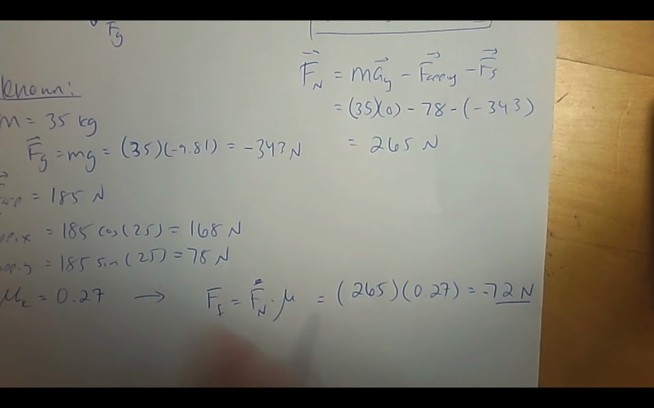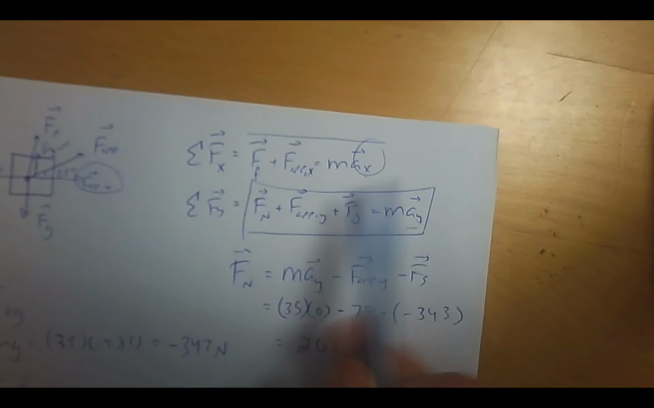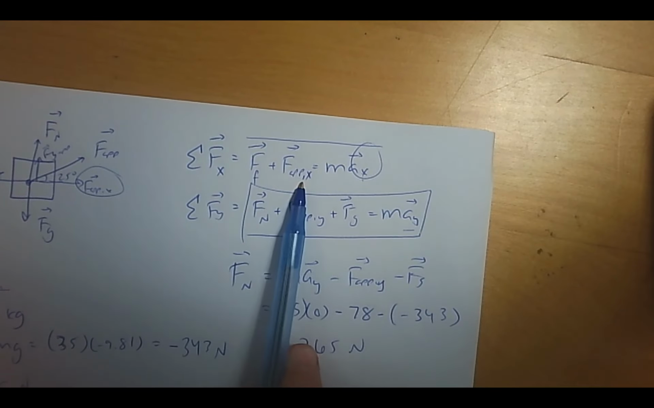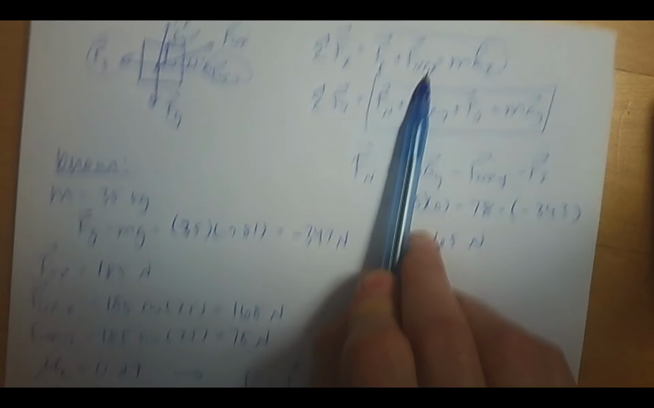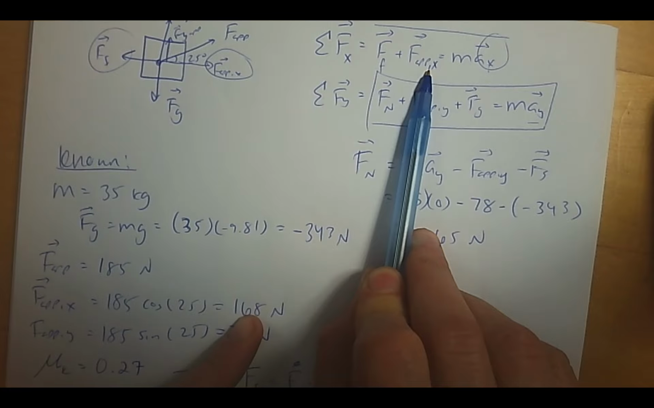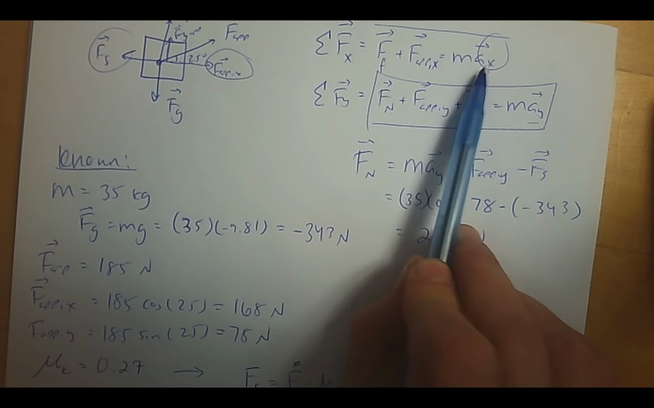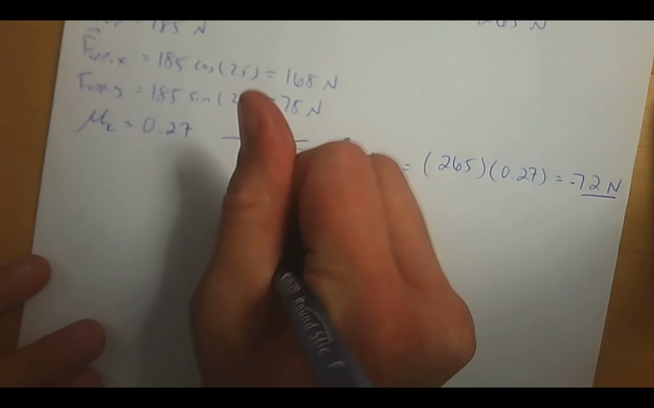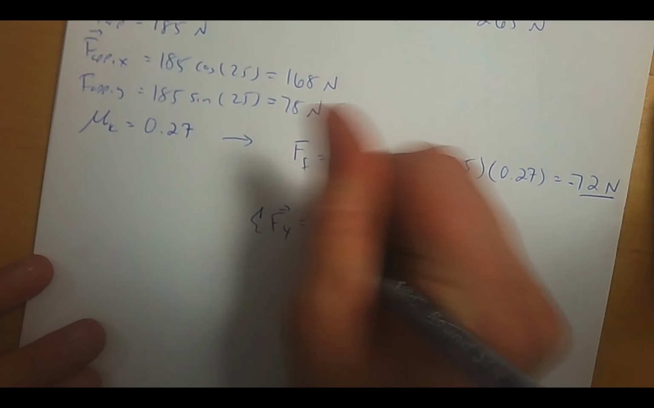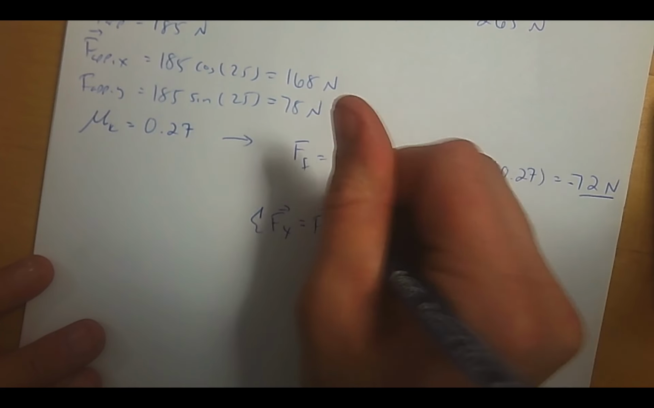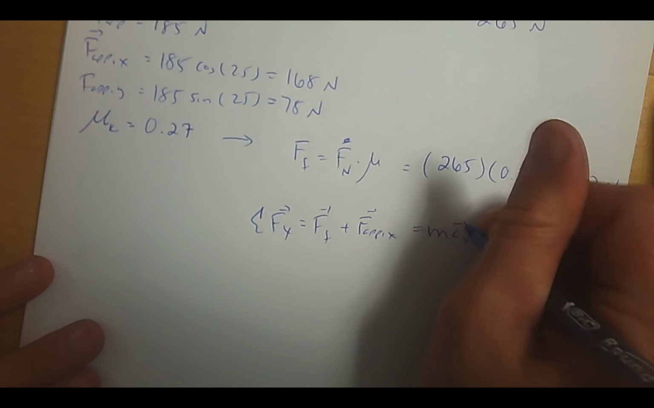Okay, I'm not done. My last step is to find the acceleration. So now I have my force of friction is negative 72. The x component of my applied force is 168, that's that value right there. My mass is 35, and so that's my only unknown. So let me just rewrite this down here. The sum of the forces in the x equals friction plus the x component of my applied force, and that equals m a_x.